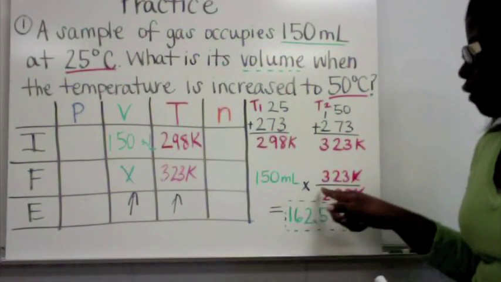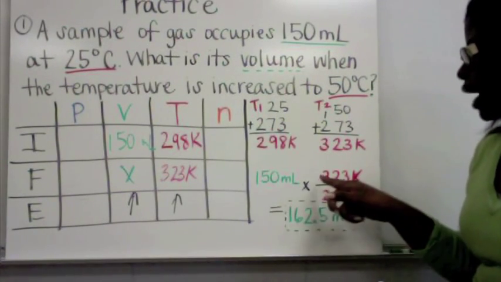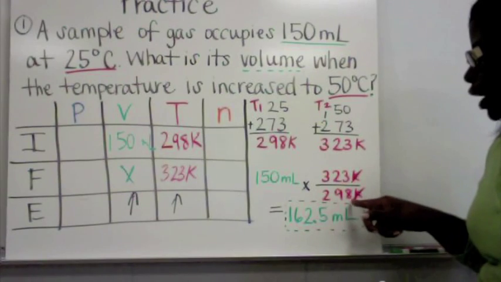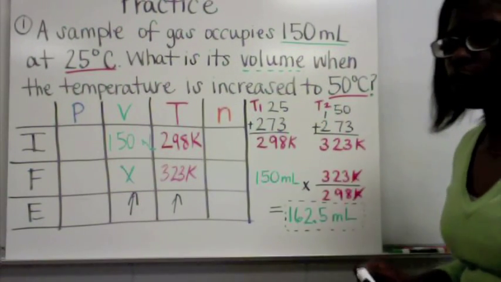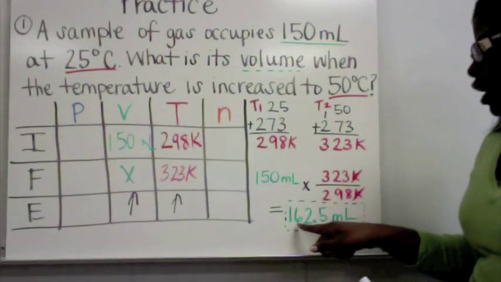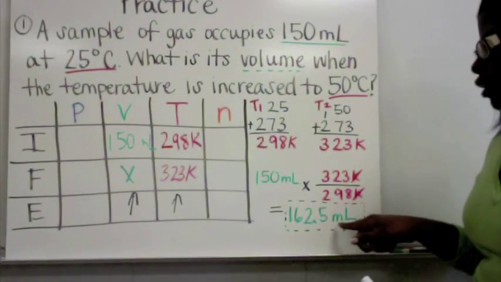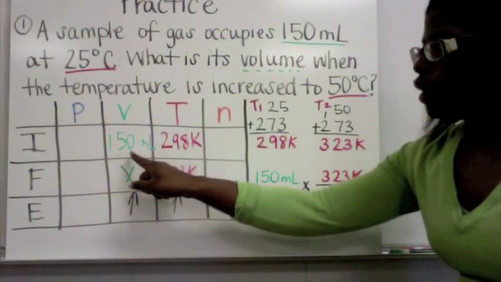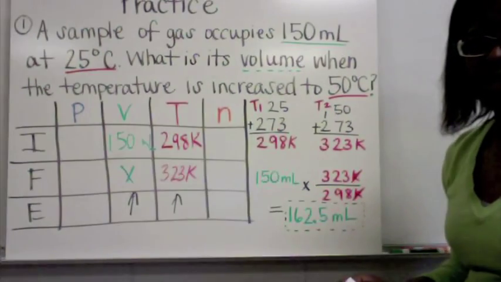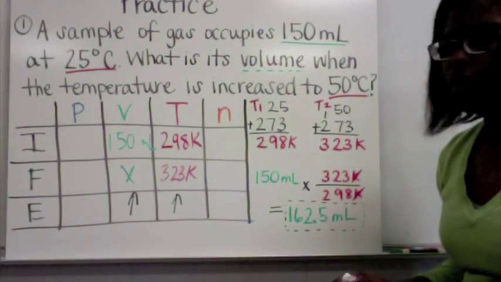So we multiply across and divide: 150 times 323 divided by 298. Remember, Kelvin cancels, and we're just left with milliliters, which is what we want our answer in. You should get 162.5 milliliters. Notice that 162.5 milliliters is greater than 150 milliliters, so you know that you did your problem correctly.